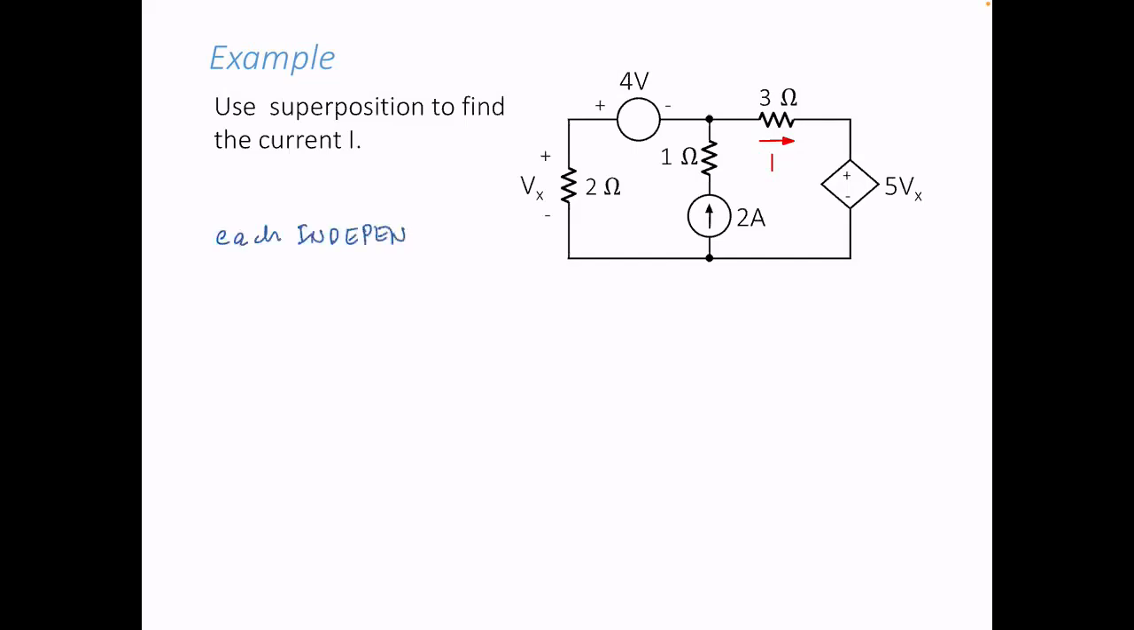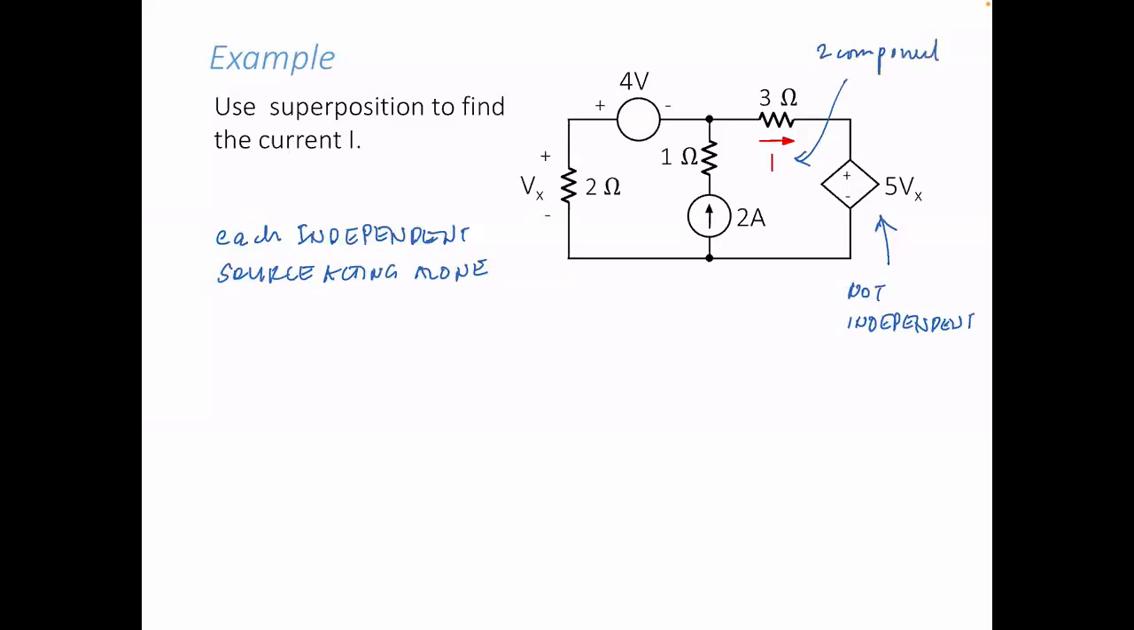Independent source acting alone. So in this case, we only have 2 independent sources, the 4 volt source and the 2 ampere source. The 5Vx is not independent. No? So this will have only 2 components. One due to the 4 volt and one due to the 2 ampere source.